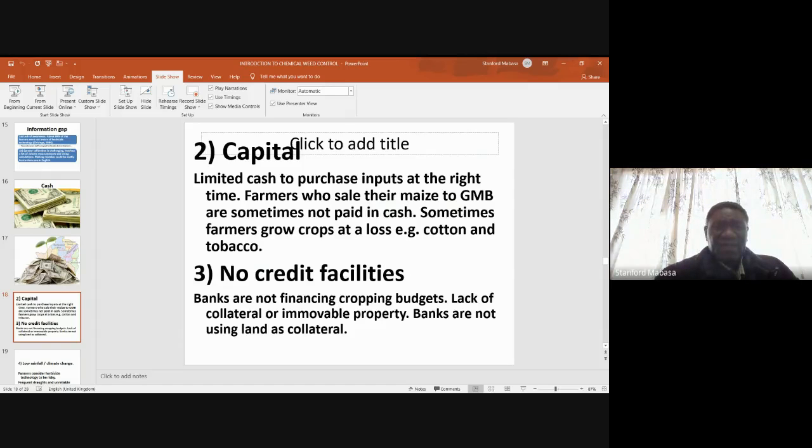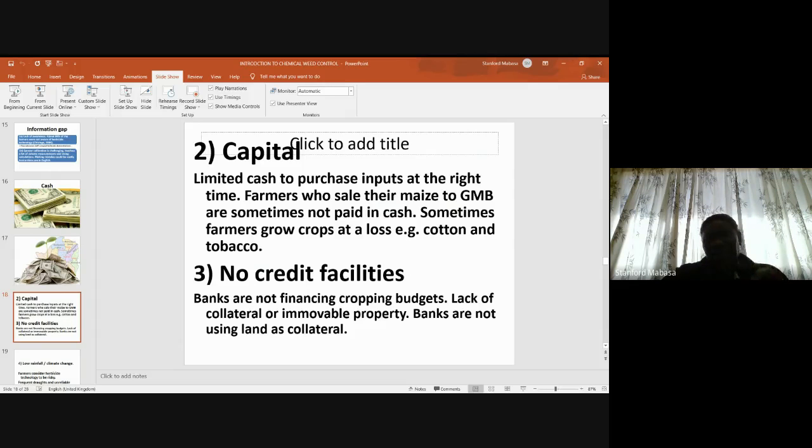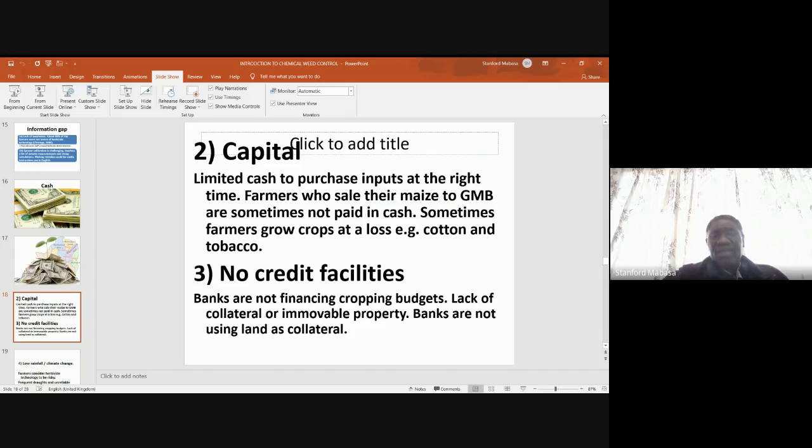The third constraint is that there are no credit facilities. Banks usually do not provide financing for the farmers. They don't finance these cropping budgets because farmers do not have collateral or immovable property. So banks are not using land as collateral.